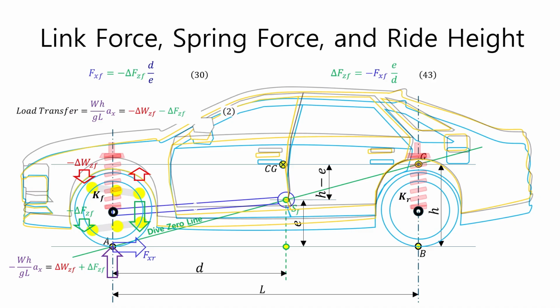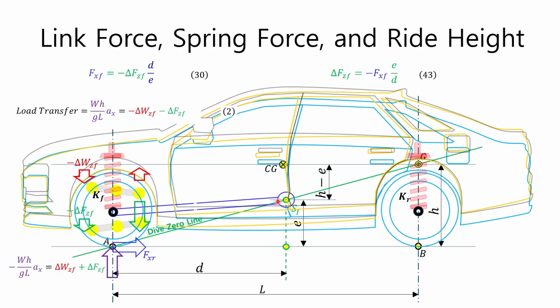Let's summarize the relationship between link force, spring force, and ride height. To calculate the dive and pitch angles, the first step is to calculate the force, delta FZF, which is generated in the front suspension link containing the brake wheel. Once delta FZF is known, the spring force and displacement can be determined from equation 2, and the ride height and pitch angle can be calculated. When the suspension geometry is determined, the magnitude and direction of the resultant force of the links, delta FZF, are determined. Let's examine how delta FZF changes depending on the suspension geometry.